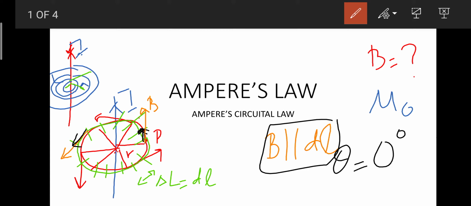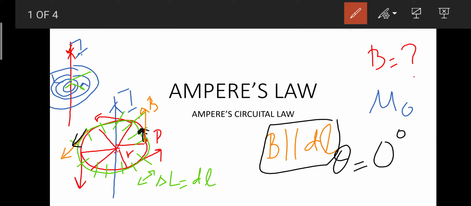Now, choosing the current element we have chosen at every point, the current element is basically that particular length from which current is passing, right? So it is also known as the current element or the length element, whatever you want to say.